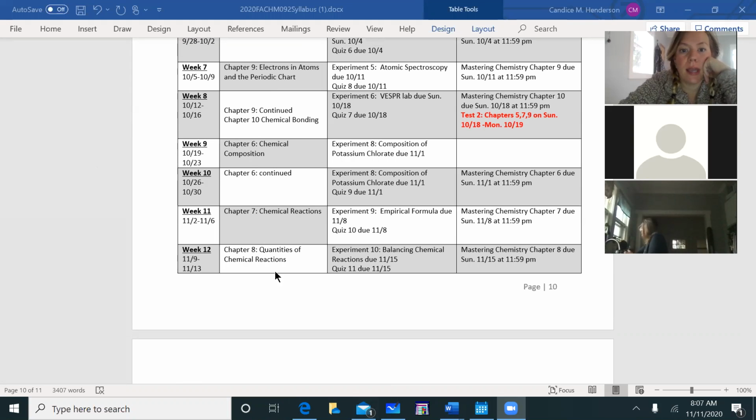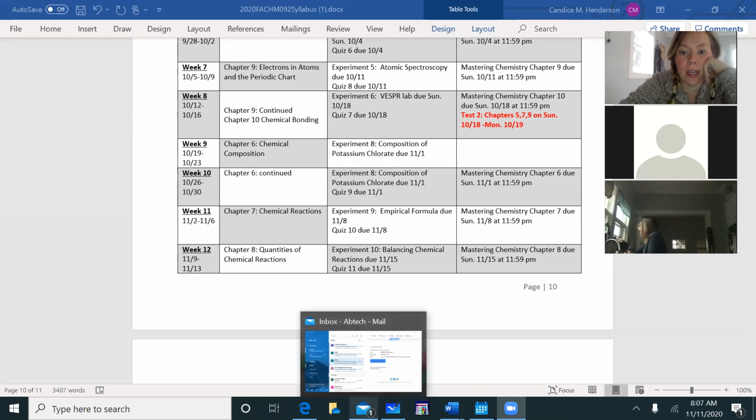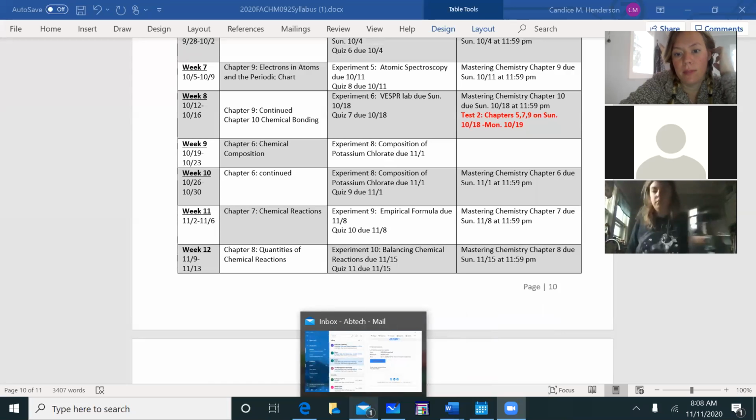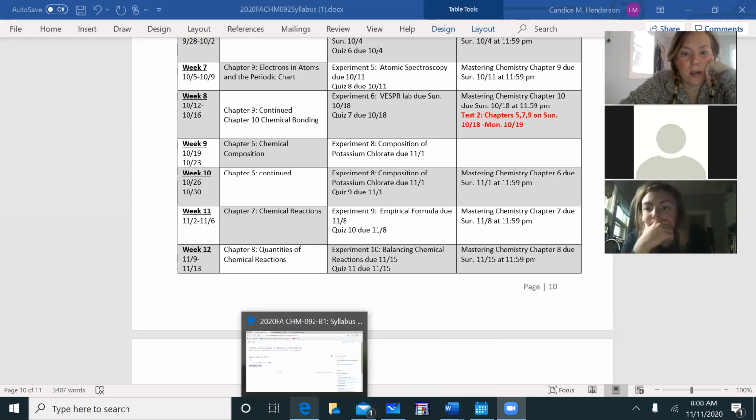We have already lectured on pretty much everything covered. We're just going to do some practice problems today with the limiting reactant stuff because those problems can be kind of time consuming.